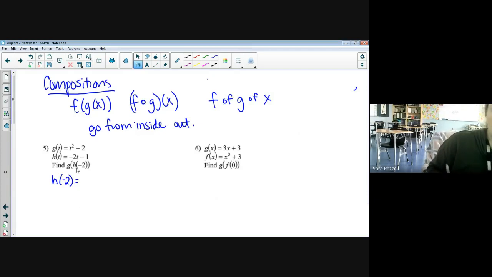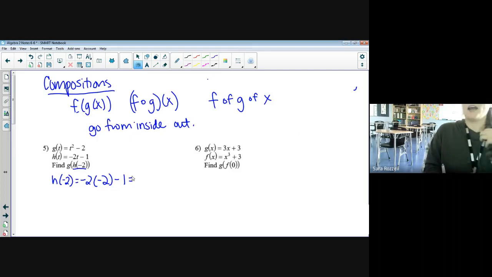And remember, if you're evaluating a function like h of -2, to get your answer, you plug -2 into whatever variable you have, right? You're plugging into that variable. So h of -2 is -2 times -2 minus 1. I just plugged the -2 in where I saw the variable. Everybody got it? You're on the same page. I just plugged -2 in where I saw the variable, and I'm dealing with the inside function right now. That's my inside one.